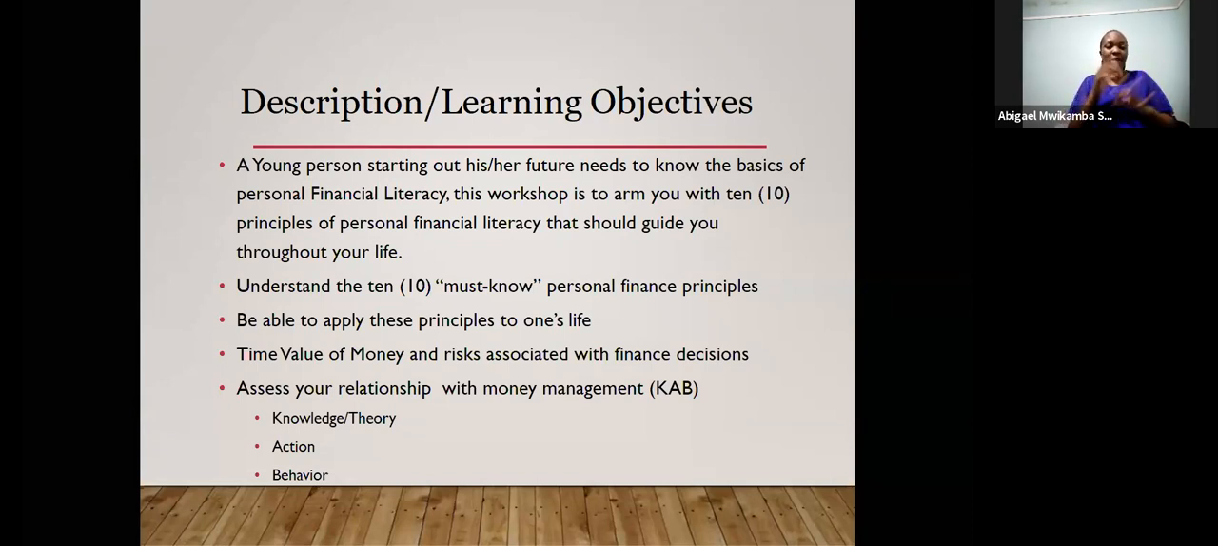After that, we'll also try to assess the relations between money and your life. A model we are using is the KAB model, where K stands for knowledge or a theory, and then the A stands for action, and of course the B is the behavior or changes or expectations that we need to establish that money relationship. So that is the content for today.